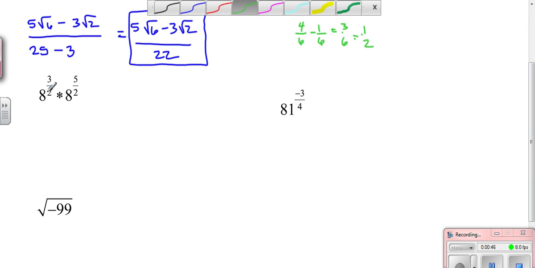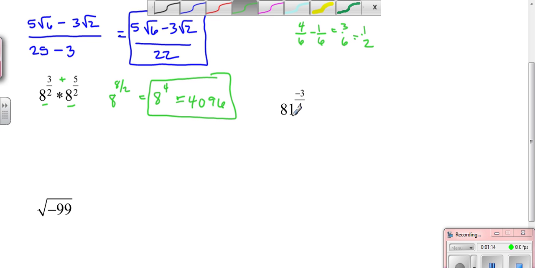In the same way, like bases of 8, that means I add those exponents, so I have 8 to the 8/2, which is 8 to the 4th, which you could leave by itself, or you could go ahead and multiply that out and you will end up with 4,096. And again, either one of those is an acceptable answer.